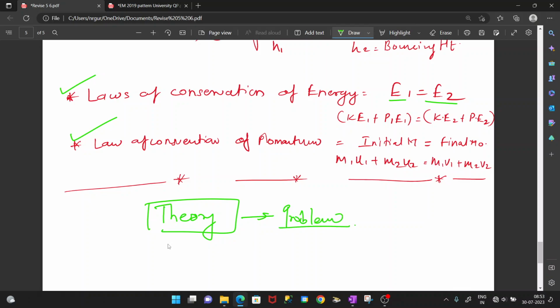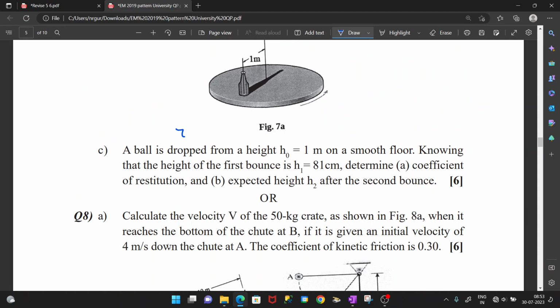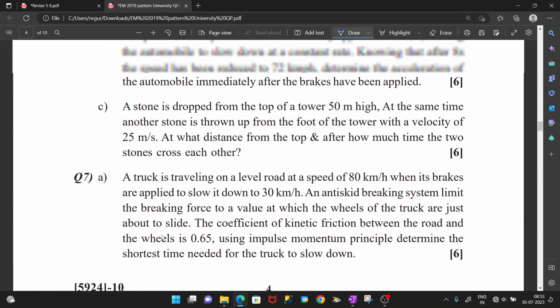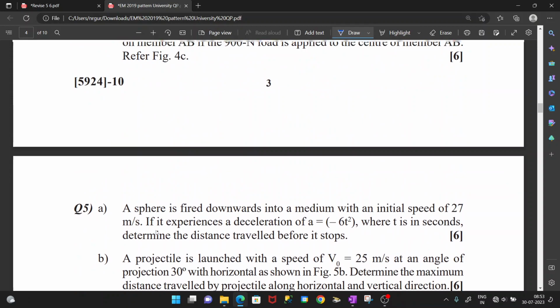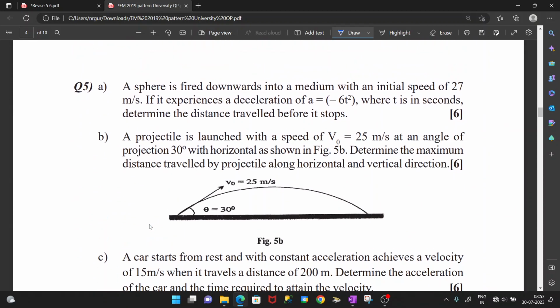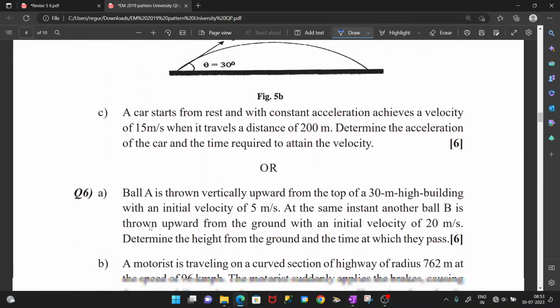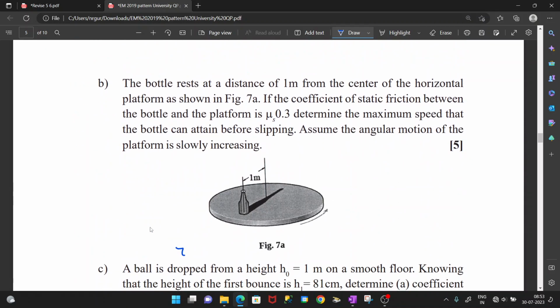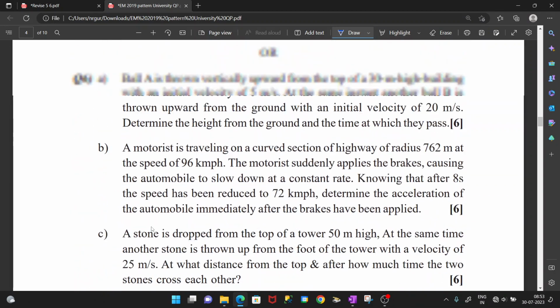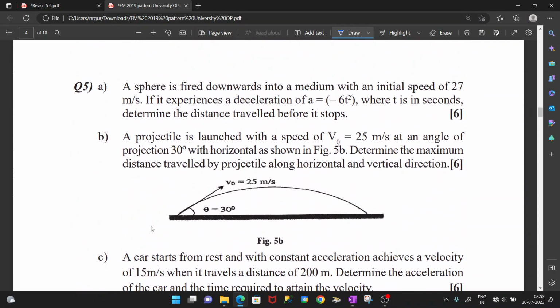Now we are going to deal with the problems. One by one we'll see. Now see, if you are solving the question paper, unit number 5 and 6 means the problems will be from question 5 or 6 and 7 or 8. 5 or 6 is from unit number 5. Now you have to deal with this.